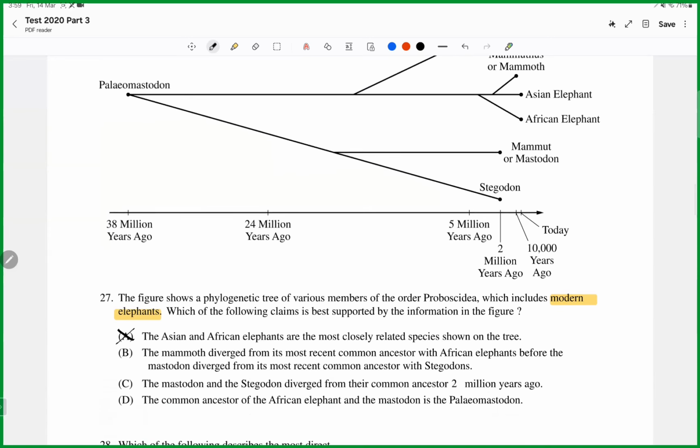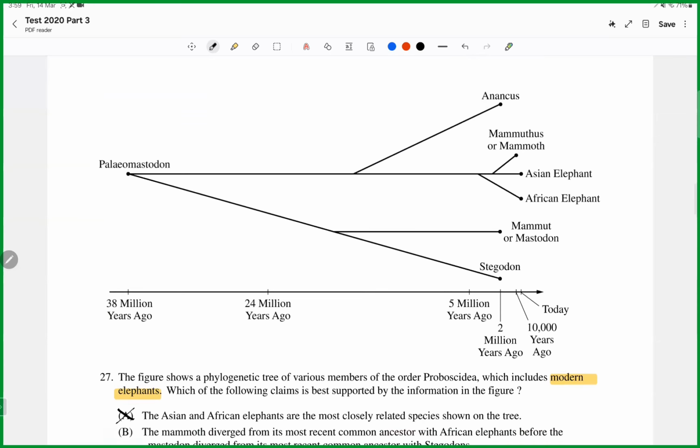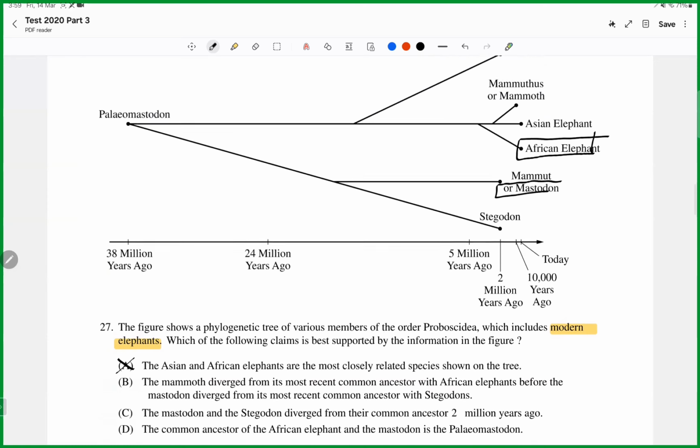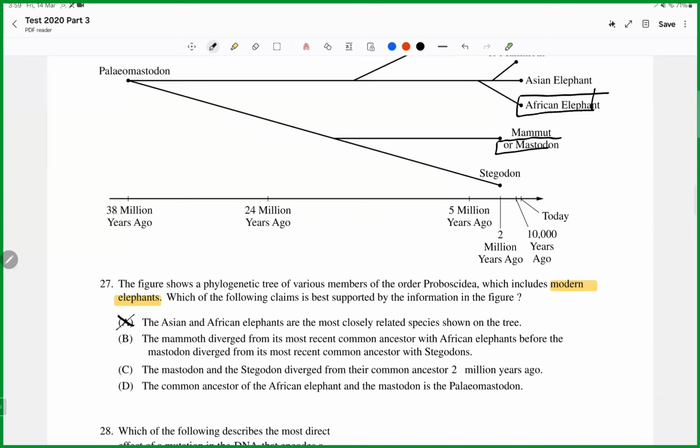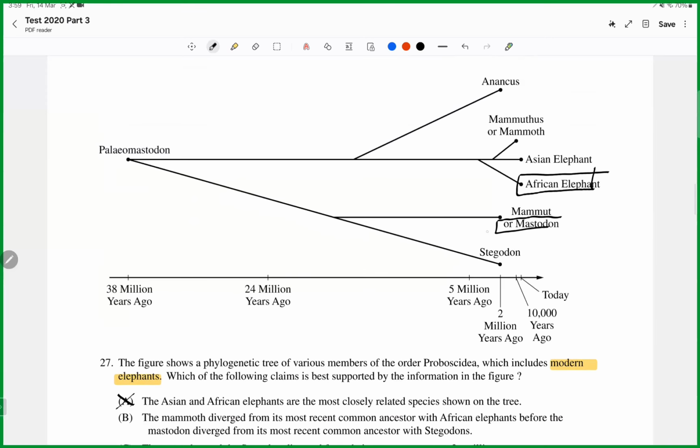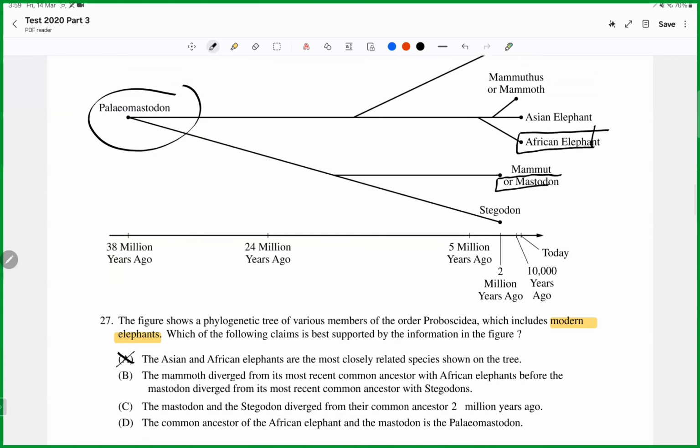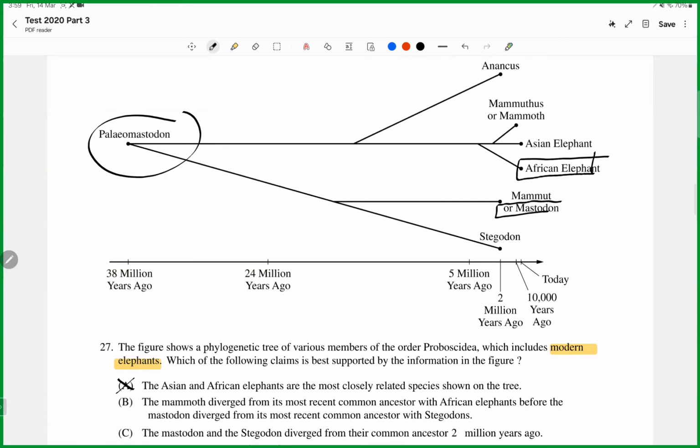So look, let's just look through B, C, D. B is complicated, I'll leave it till the end. Let's look at D. The common ancestor of the African elephant and the mastodon, which is this one, is the Paleos. It is true, yeah, because we have to go back all the way to here to see where they come from. So why did you make us find out which one was the closest? Yeah. You cancel A.